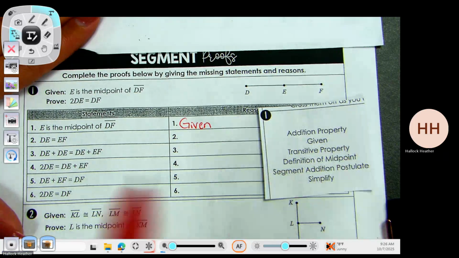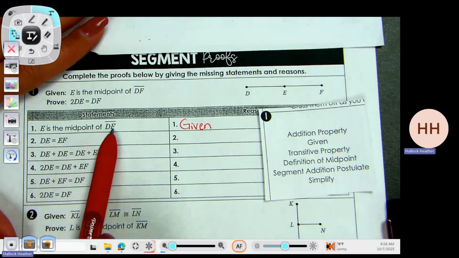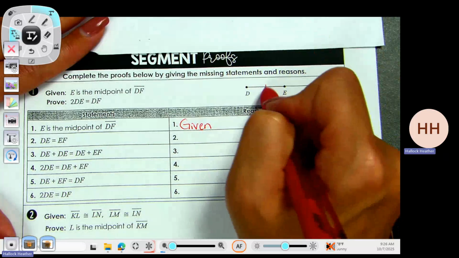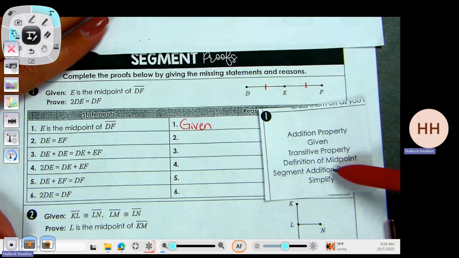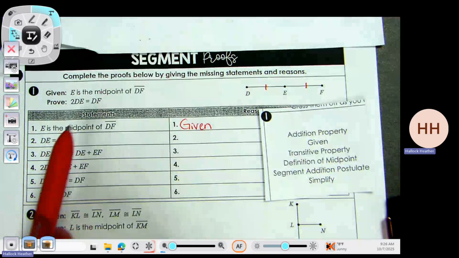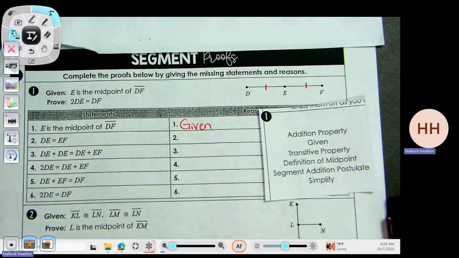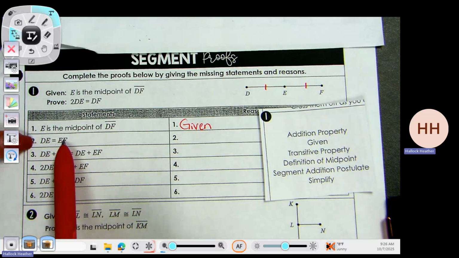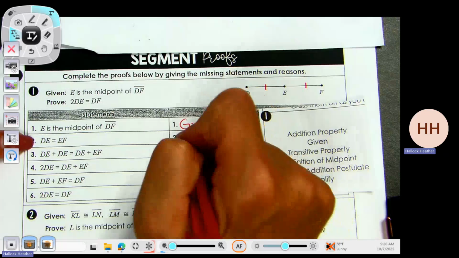We're not using that. The next thing says, so E is the midpoint of DF, DE equals EF. If I look at my picture, they're saying DE equals EF. Out of these options, which one would make sense to write that? Not segment addition, because I'm not adding, not transitive property, not simplify. Definition of midpoint, because if it's a midpoint, then I know that they're equal. So you're connecting the previous step to the next step. We talked about midpoint, they're equal to each other. How do I know that? Because of definition of midpoint.